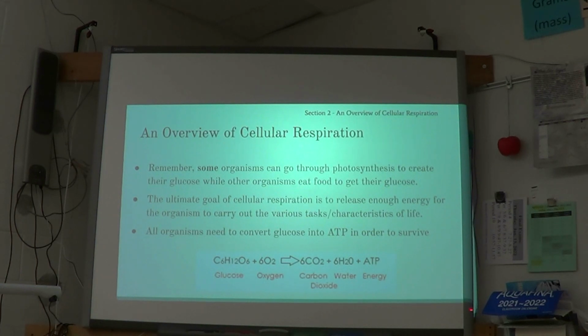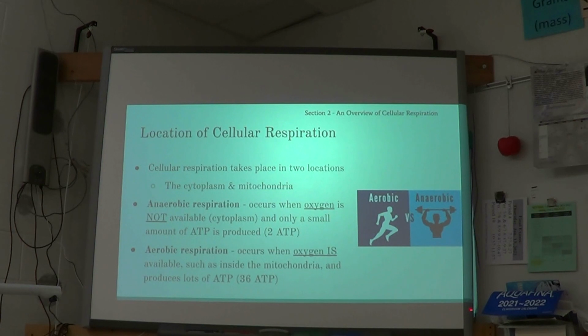Okay, and this is kind of all that same stuff again. All organisms go through cellular respiration, some go through photosynthesis. So the difference between the types of cellular respiration comes down to two basic categories: plenty of oxygen or lacking oxygen. And we call that aerobic versus anaerobic respiration.